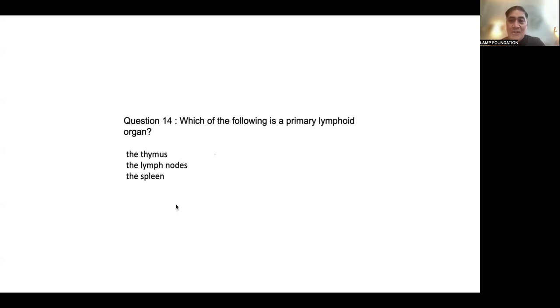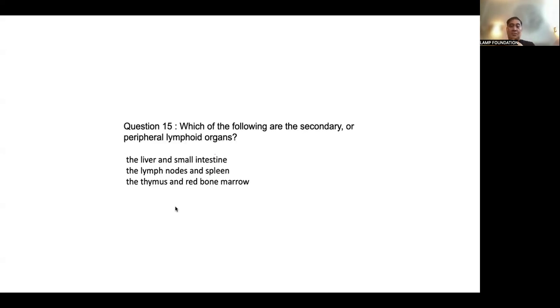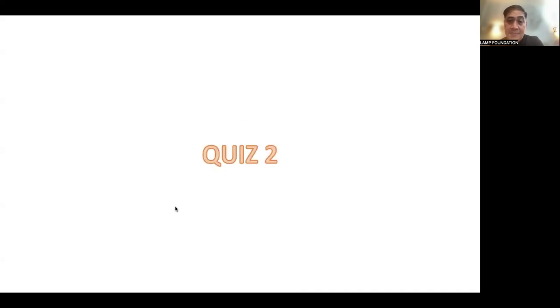Okay, bilis. Which of the following is a primary lymphoid organ? The T cells. The thymus. The thymus is the primary lymphoid organ. Kaya tinawag the T cells. Thymus okay. Which of the following are the secondary or peripheral lymphoid organs? The lymph nodes and spleen.